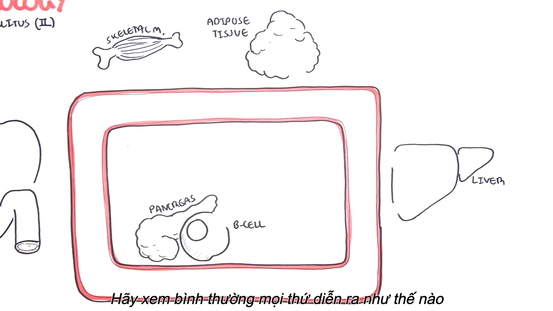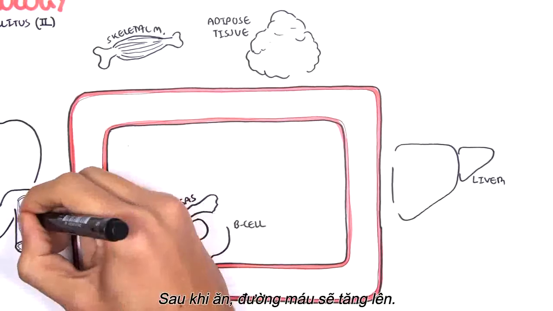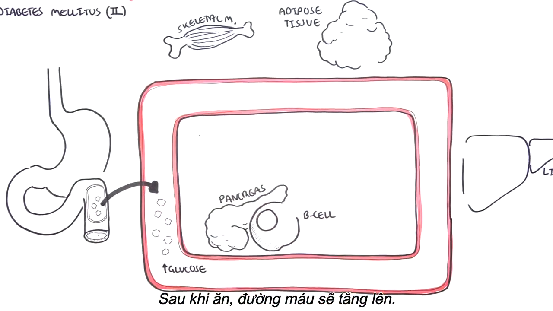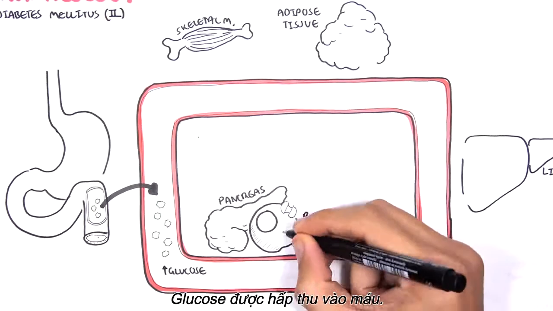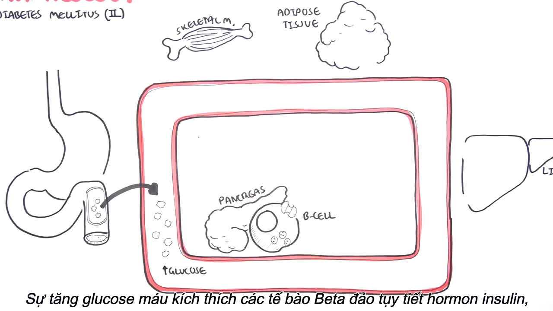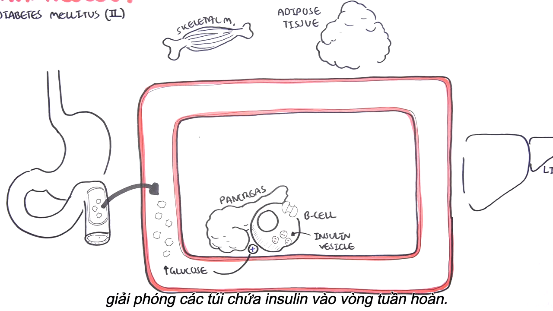So let's look at what normally happens. After we eat a meal, there is an increase in blood glucose. The glucose gets absorbed in the blood. Now, with the increase in blood glucose, this will actually stimulate the B cells in the pancreas to release the hormone insulin. So the insulin vesicles from the B cells are being released into the bloodstream.